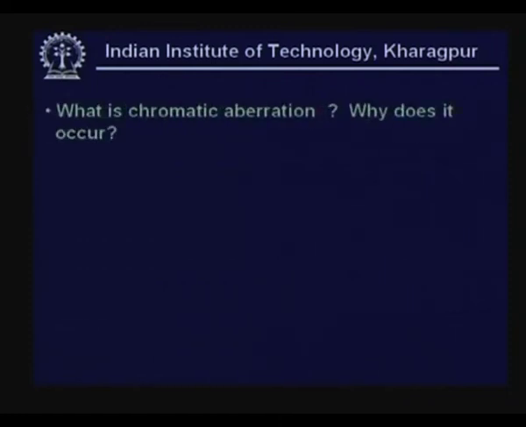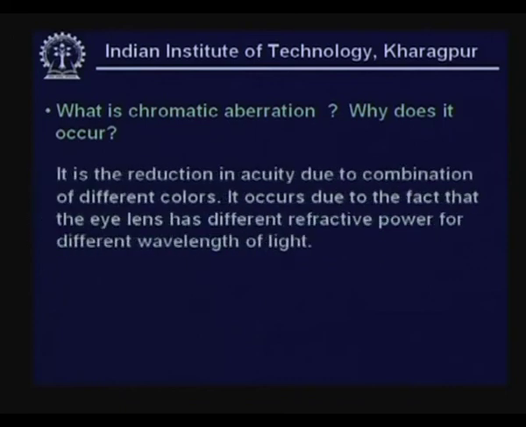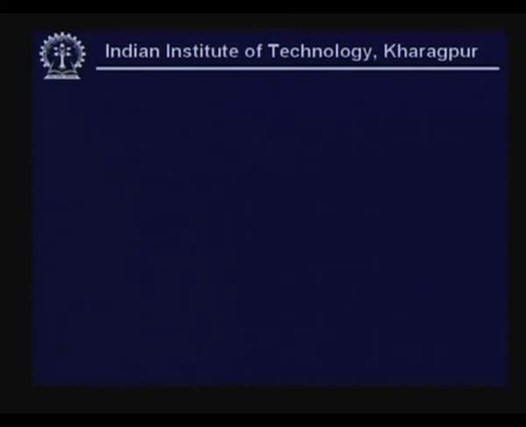What is chromatic aberration and why does it occur? It is the reduction in acuity due to a combination of different colors. It occurs due to the fact that the eye lens has different refractive power for different wavelengths of light.